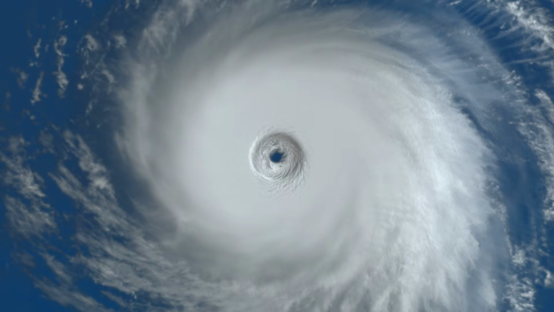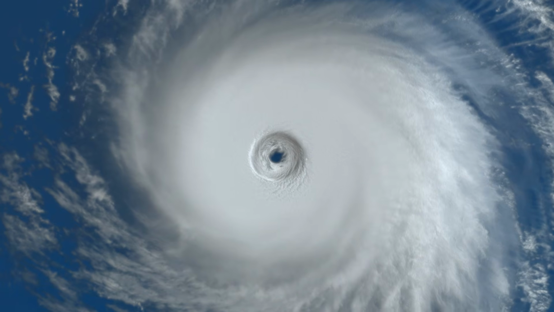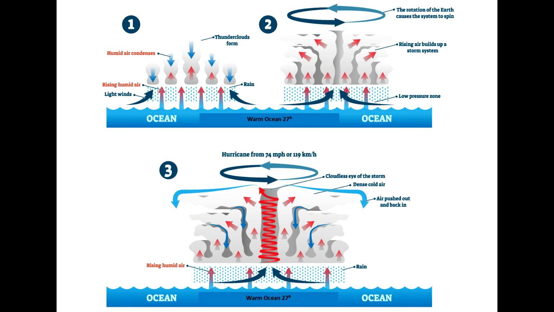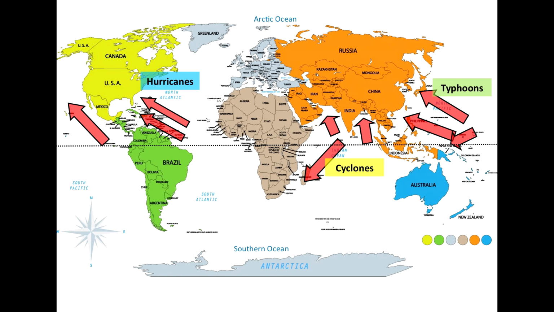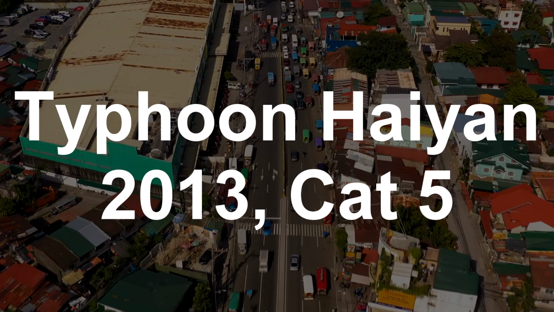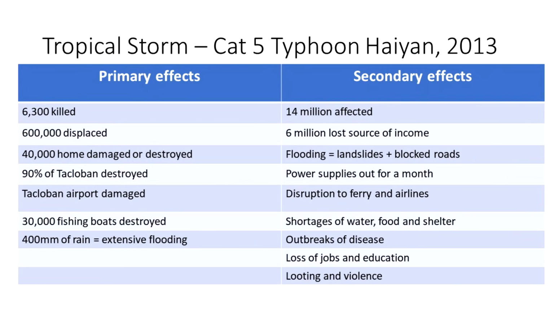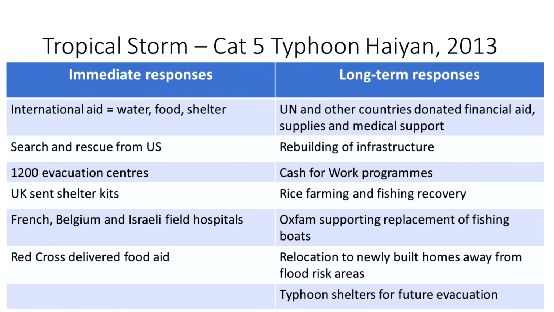You should also have studied a tropical storm case study and understand how tropical storms are formed, the differences between cyclones, typhoons and hurricanes, as well as a specific case study, understanding the main effects and responses of case studies such as Typhoon Haiyan.